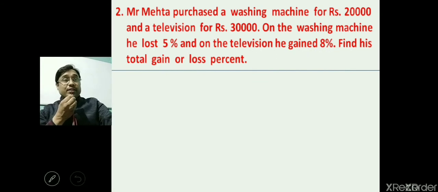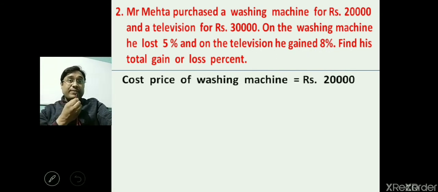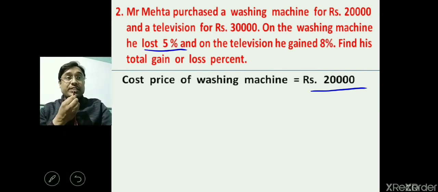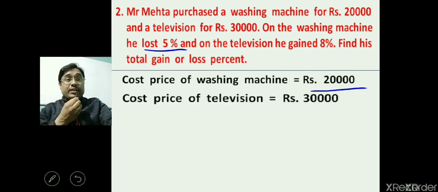You see, first you may write that the cost price of the washing machine is 20,000, given. No need to do anything. It is also given that there is a loss of 5% on the washing machine. Also, the first given things you can write: the cost price of the television is 30,000.